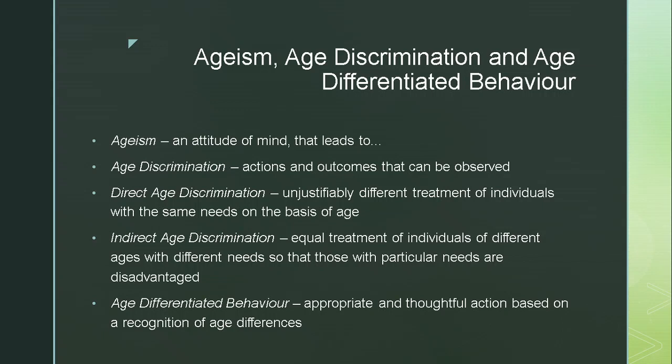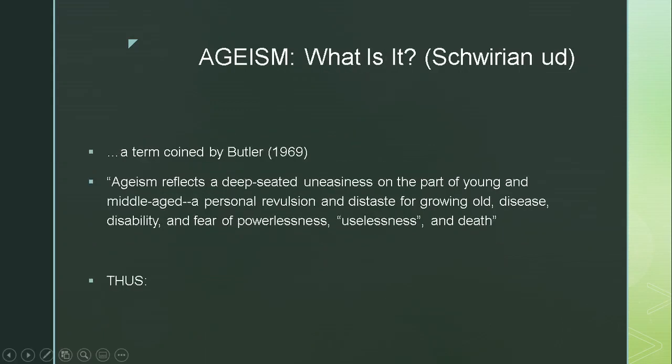We can obviously view that differently to how we viewed the 4 bullet points above. So what is ageism? Well, a term coined by Butler in 1969, ageism reflects a deep-seated uneasiness on the part of young and middle-aged, a personal revulsion and distaste for growing old, disease, disability, and fear of powerlessness, uselessness, and death. And it's something for you to reflect upon as you read that and hear that.